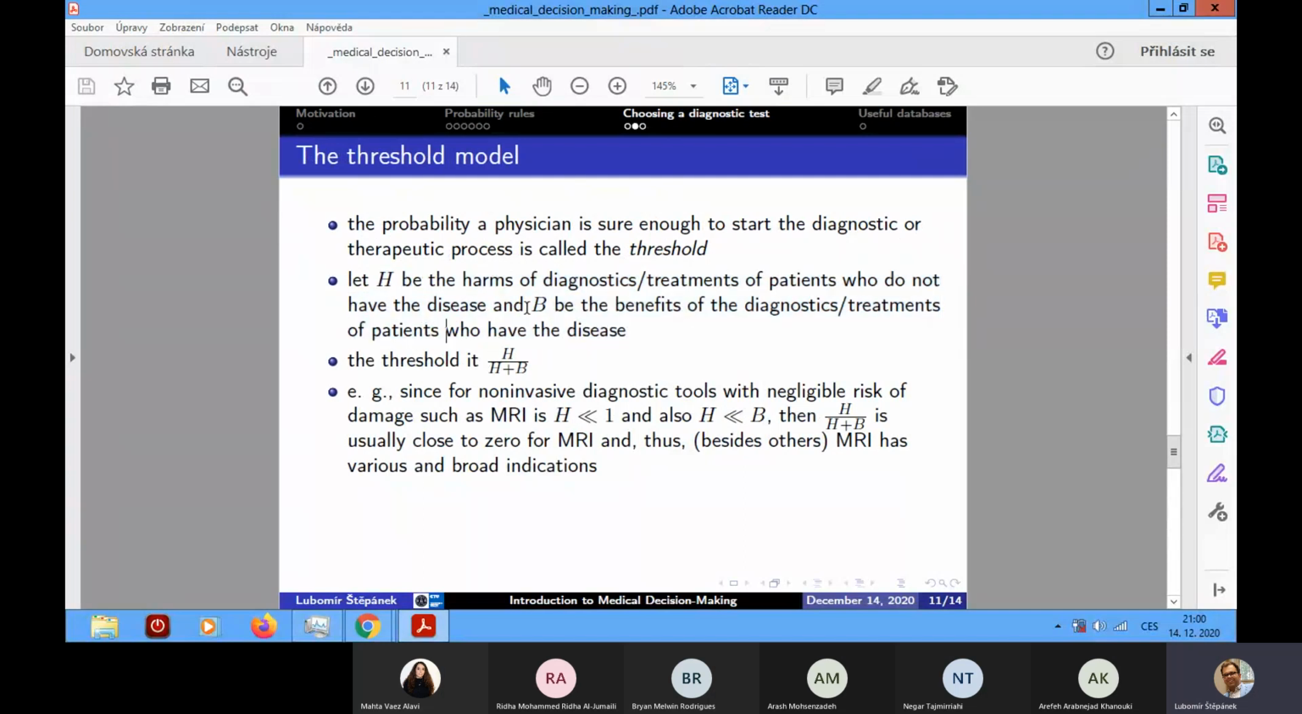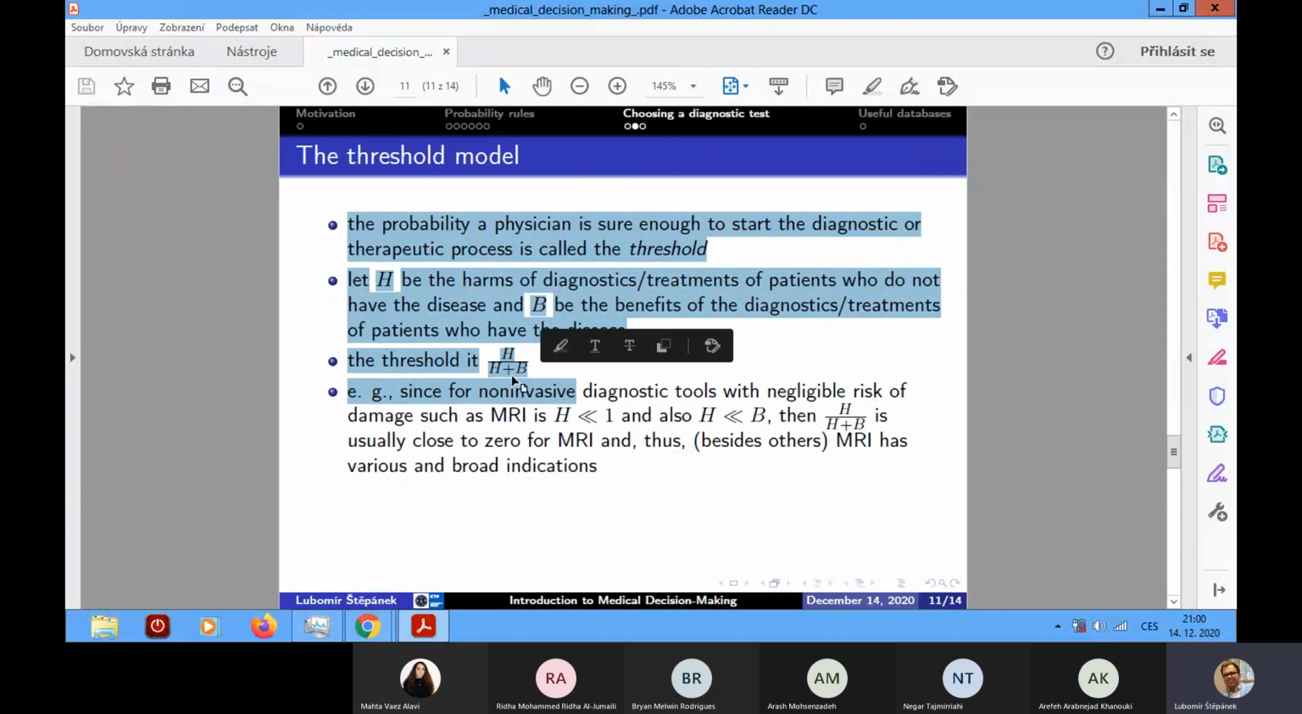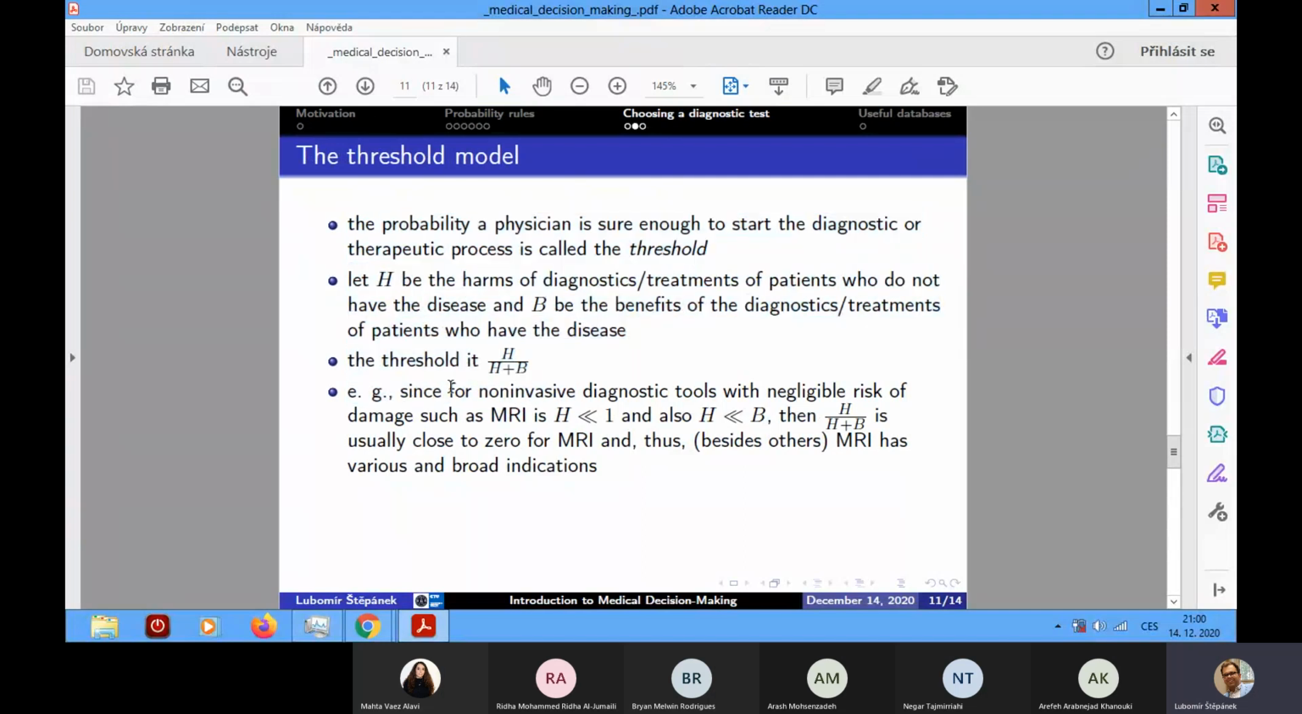Also, in normal routine daily practice, you are not supposed to calculate this. It is for a special situation where we are absolutely not sure whether to indicate the diagnostic test or not. If you are absolutely not sure, and for example your colleagues are also not sure, then it's maybe a good time to think about the threshold model approach.